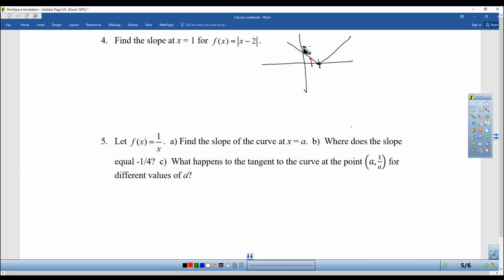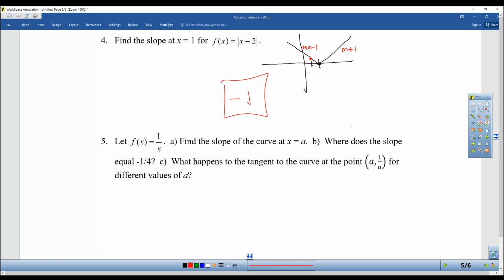They just have a slope of negative 1, and then they turn and they have a slope of positive 1. Or if this had a 3 in front of it, they would have had a slope of negative 3 and then a slope of positive 3. So what is the slope at 1? Negative 1.